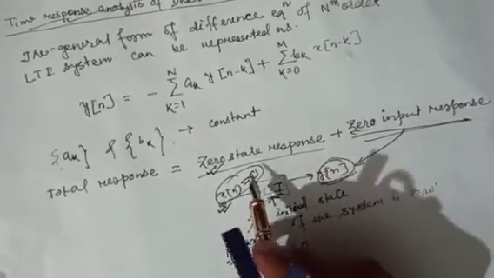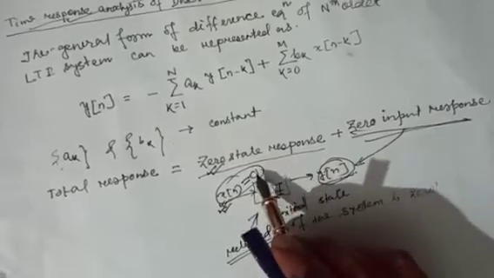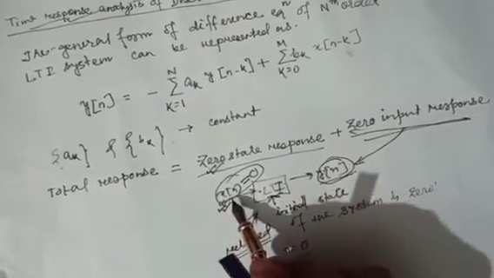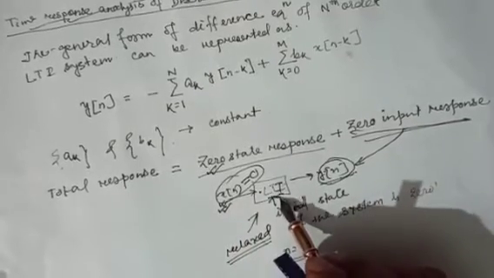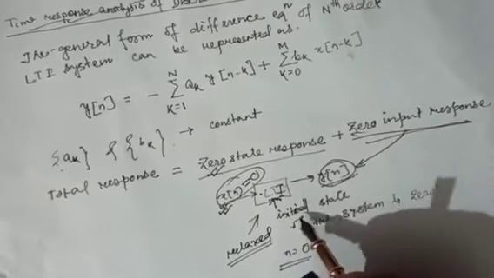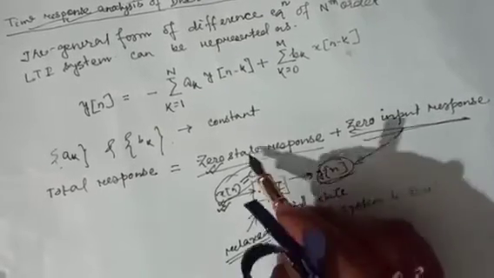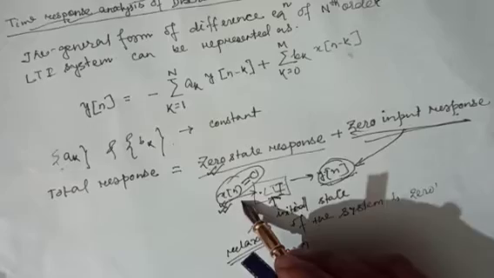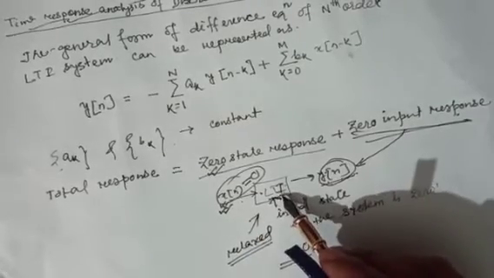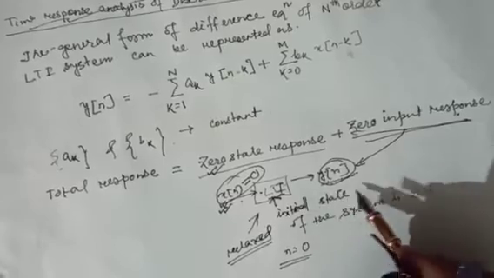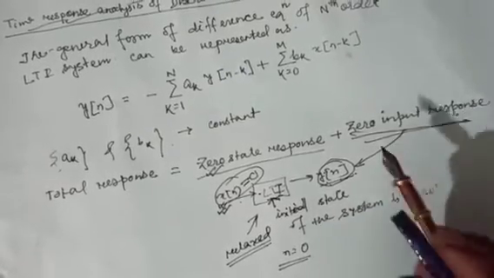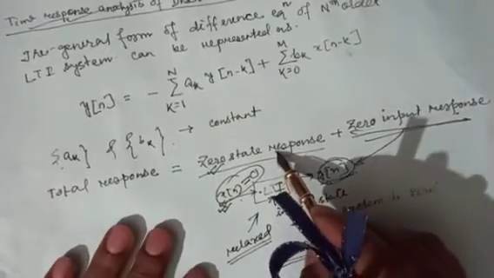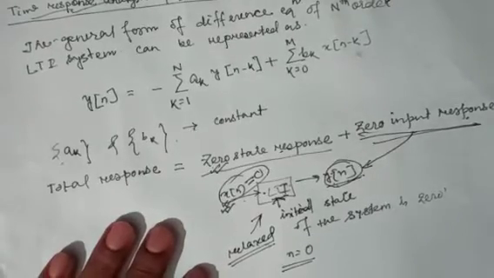So these two, hope it is clear. Zero state response means you are applying an input and only for that input you are getting the output. That means the system is initially relaxed. It has initial state 0. So that is zero state response. And zero input response means you are applying input 0, but you are getting some response of the system which is due to the initial state of the system, that is zero input response. And the total response of the system is the combination of zero state response and zero input response.